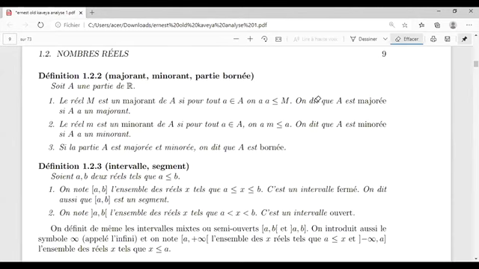So, like, what's the difference between majoré and majorant? On dit que A est majoré. A is majoré. So we say A is majoré because we have a certain number that makes it a majorant. So we can only say a set is majoré if it contains a majorant.